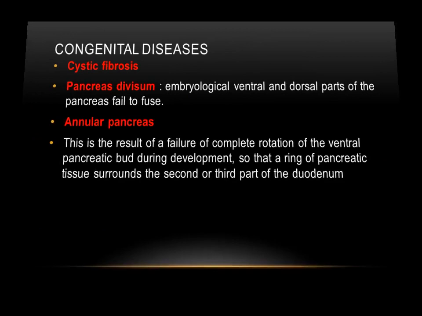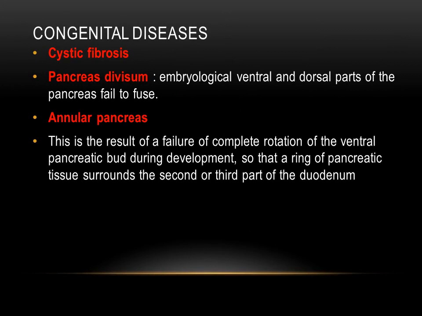Regarding the least important, sorry, the congenital anomalies, there are many. In summary, it is either cystic fibrosis, where there is an increase in the concentration of the fluid, or pancreas divisum, where the ducts cannot unite, or annular pancreas, in which the pancreas is found around the duodenum and causes gastric outlet obstruction, which can present with repeated vomiting, especially in the pediatric age group.